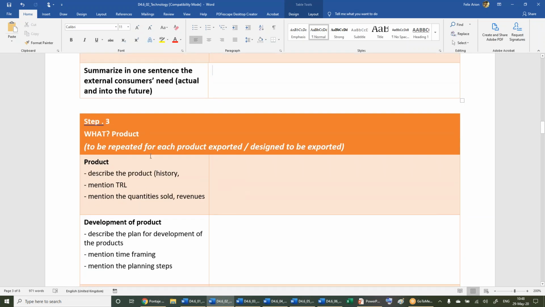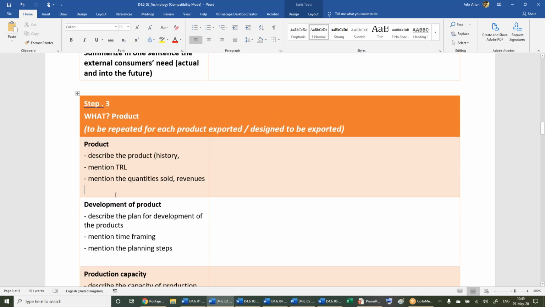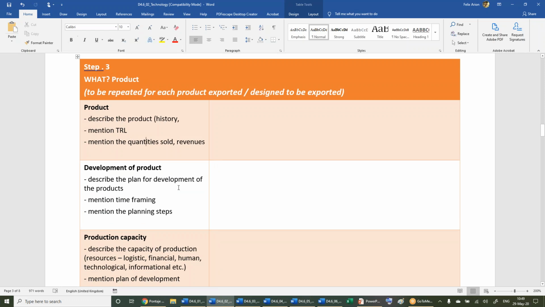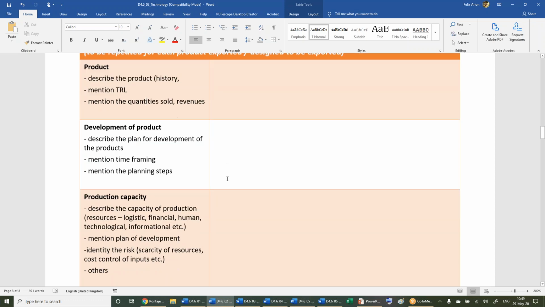Of course, you have to think much more than that, because then you are explaining your product. And theoretically speaking, if you have many products or different products with very specific characteristics, it is recommended to make this step 3 different for each of the products. Because if you have, I don't know, artificial intelligence in one product and another product is like a newsletter, for instance, they will be totally different. So it is advisable to have it for each, because as you can see, describing the product, TRL, quantities, revenues are totally different from one to another.